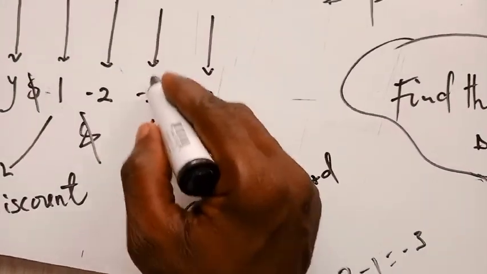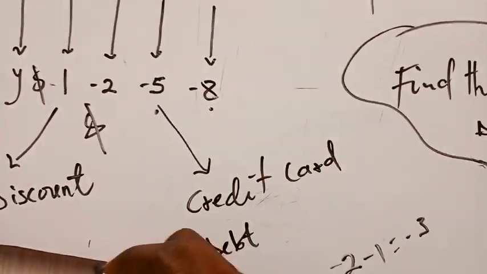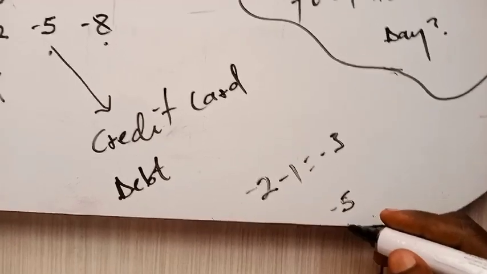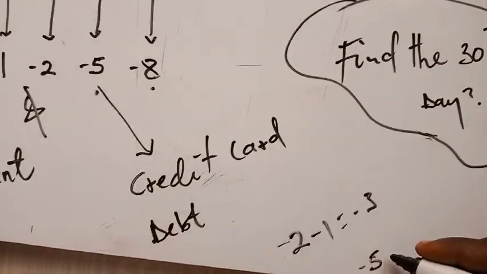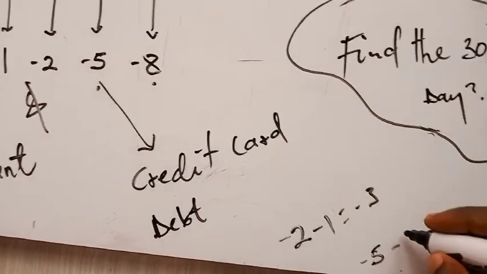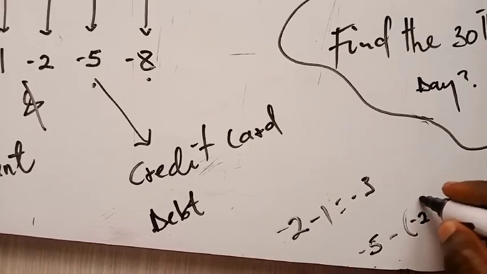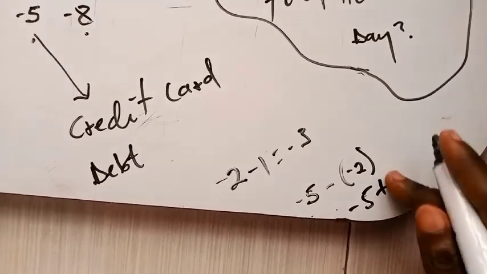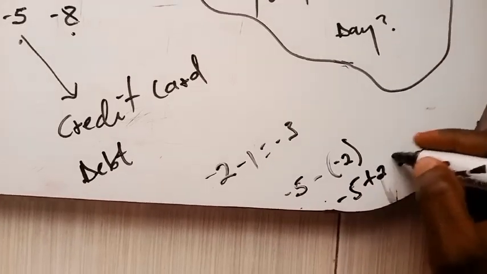So let's pick the second one. On the third day, we had a difference of -5, a debt of $5, minus this one, find the difference of the previous one. So we are going to have a -2 here. So that's going to be -5 plus 2, right? So plus 2 here. So that's going to be -3.